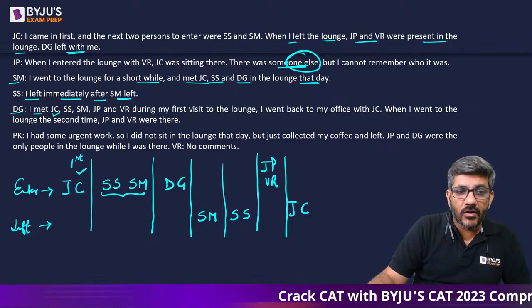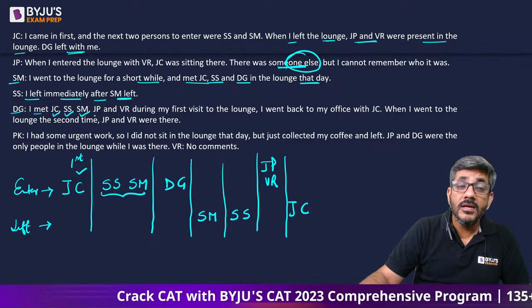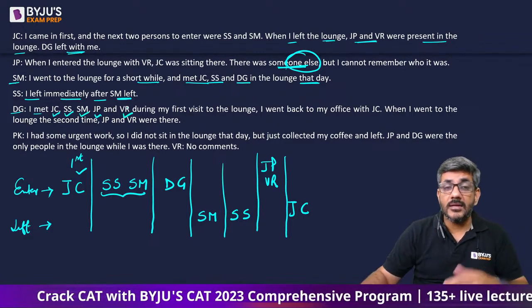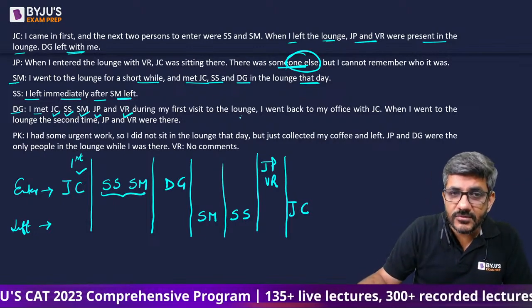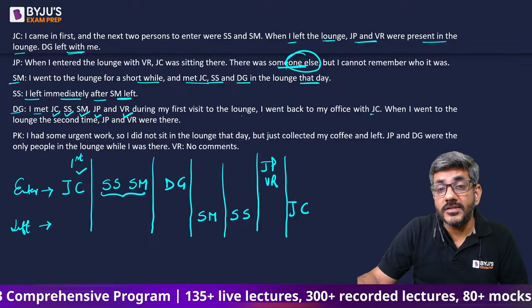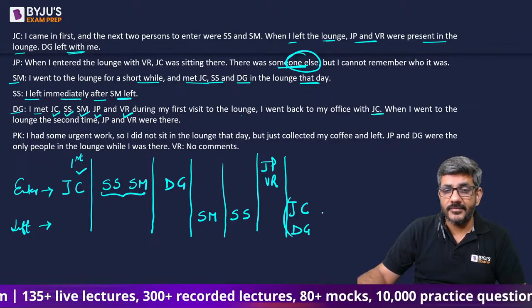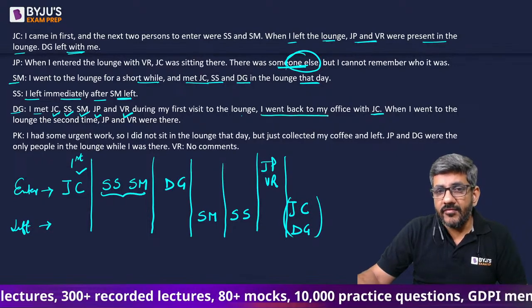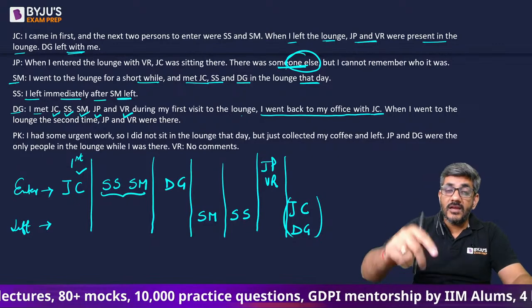"I met JC," of course he came after him. SS से मिल गया, SM से मिल गया, JP और VR से भी मिला है, that means DG left after JP and VR. "During my first visit to the lounge, I went back to my office with JC." That means DG left with JC. ये क्या कह रहा है? I went back to my office with JC. That means DG left with JC.